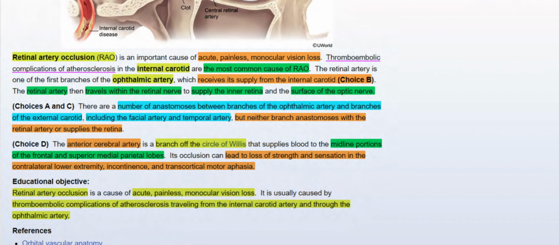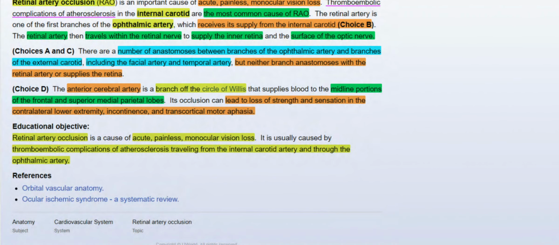The retinal artery travels within the optic nerve, right? It supplies the inner retina plus the surface of the optic nerve. We talked about this. Why not options A and C, the external carotid artery and those? There are a number of anastomoses between branches of the ophthalmic artery and branches of the external carotid, including the facial and temporal arteries. But neither branch anastomoses with the retinal artery or supplies the retina.